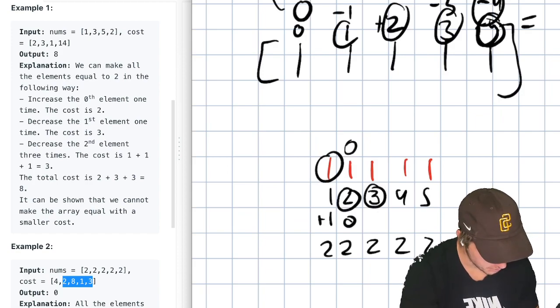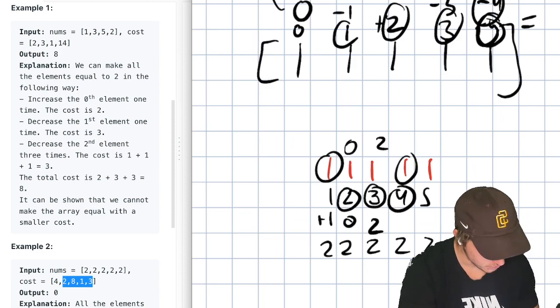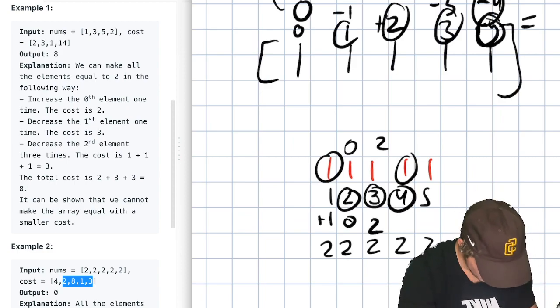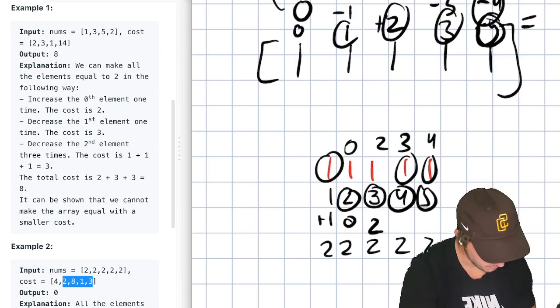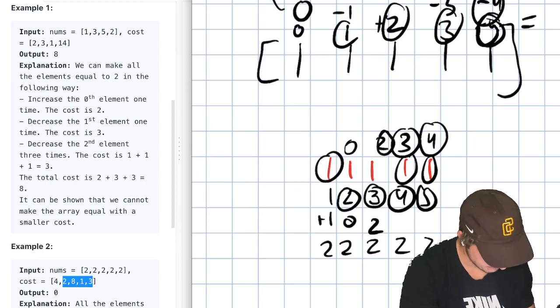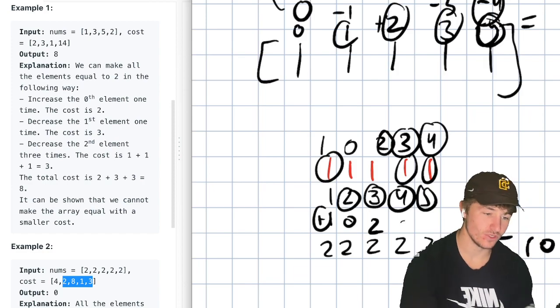To make 3 1, you have to do 2. So the price of that is 2. To make 4 1, you have to do 3. To make 5 1, you have to do 4. The price of that is 4. So 4 7 8 9. So the cost of this, oh, and this one is 1, is still 10. Right? So we're just going through, right?